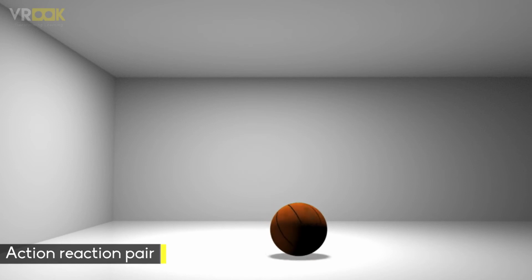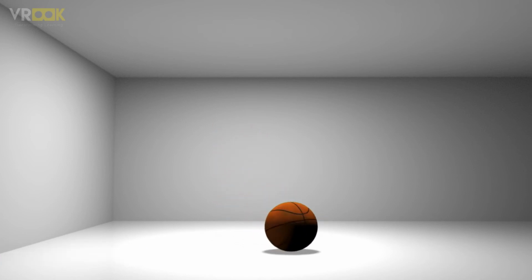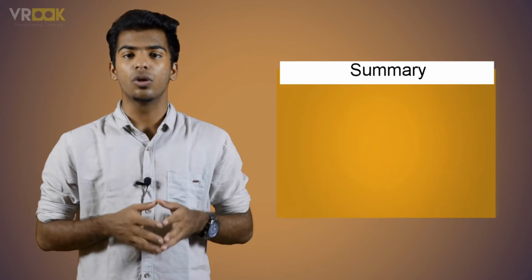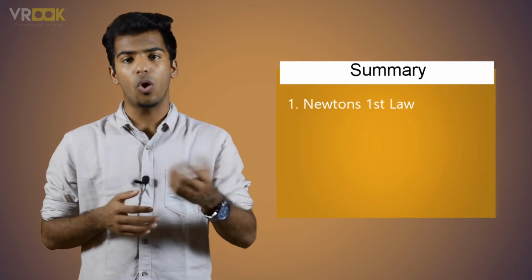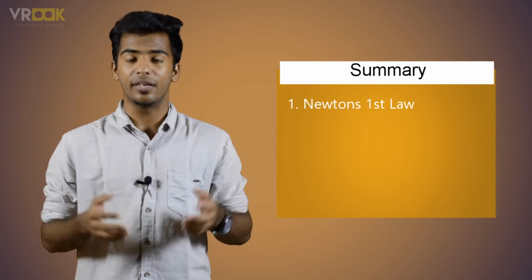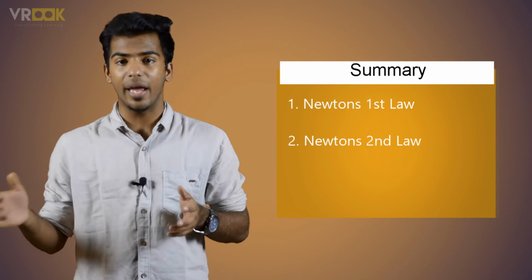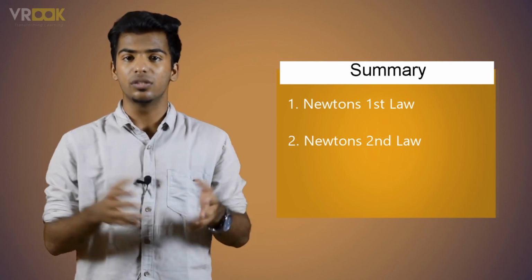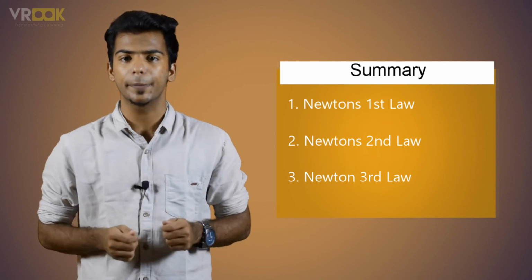It can be observed in almost all the cases where a force is applied on an object. This is about Newton's third law. To sum up, we learnt about Newton's first law, which tells about how a body continues to move or stay still. Then we learnt Newton's second law, which tells us F = ma. And then finally, Newton's third law, which gives the very famous action-reaction pair.